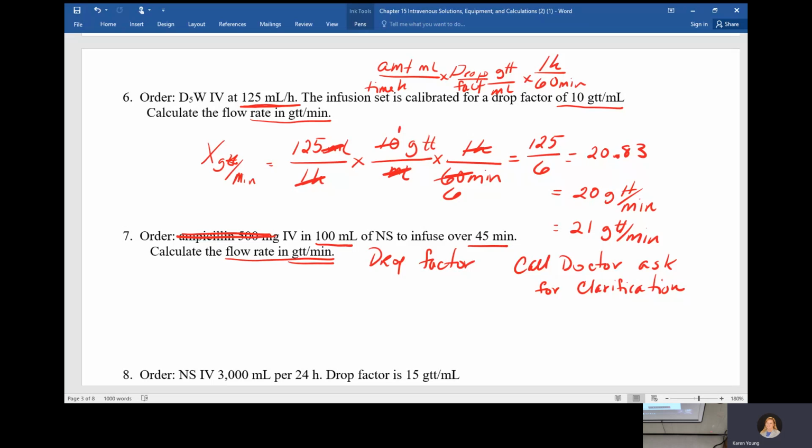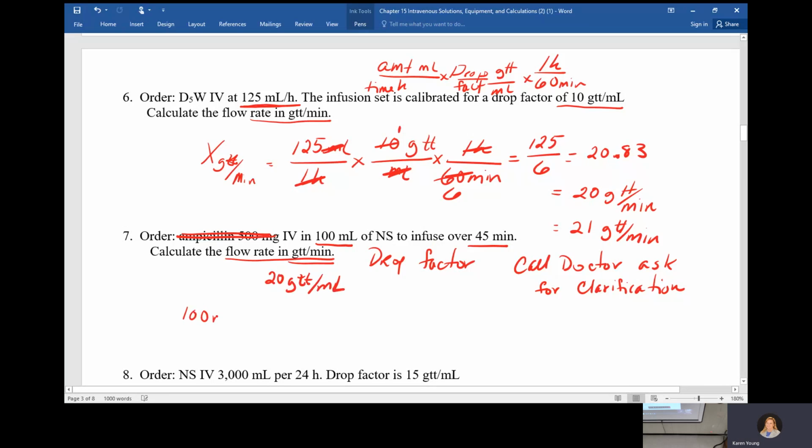The doctor's going to tell you, "Oh, I'm sorry, I forgot to put the drop factor in there. It's 20 drops per milliliter is how I want it ran." So you're going to put in the order 20 drops per milliliter, and you're going to write it out as a verbal order, and you're going to sign your name that you called the doctor and got the verbal order. So now we've got a drop factor. Now I've got my amount.